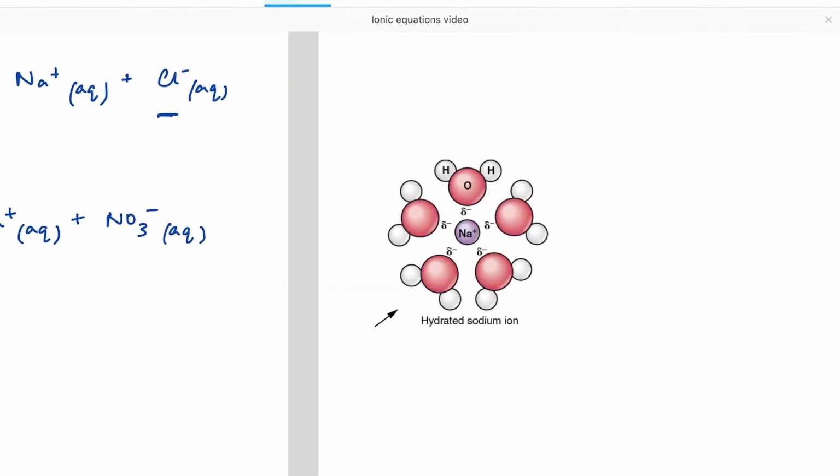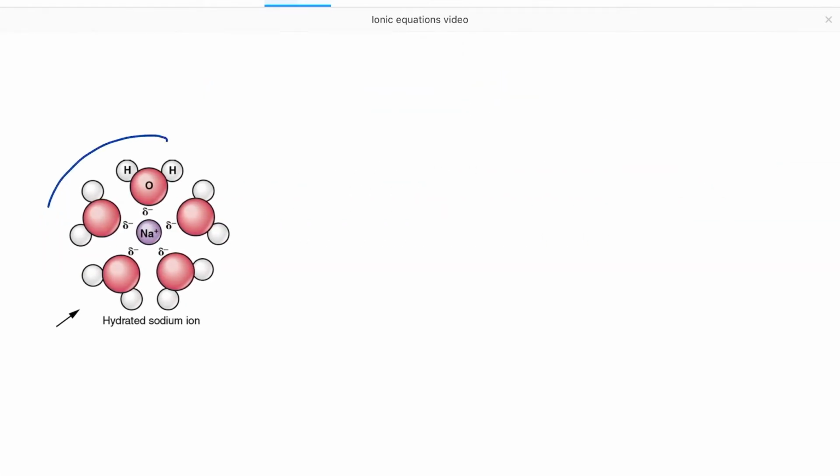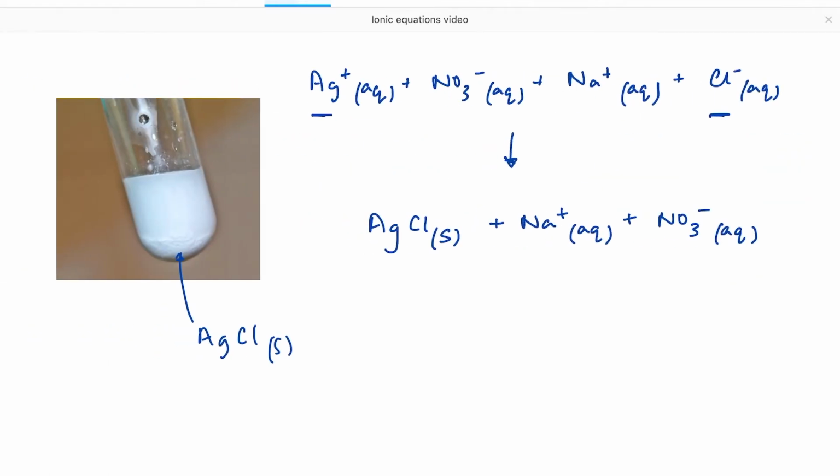Now, I'll just remind you that when they are floating around in the solution, they've got their shell of water molecules, their hydration shell, around them. They are completely unaware that anything has happened. This reaction has completely passed them by. They are known as spectator ions, or in some cases bystander ions, because they have just been swimming around watching the reaction happen. As a result of that, we can get rid of them.